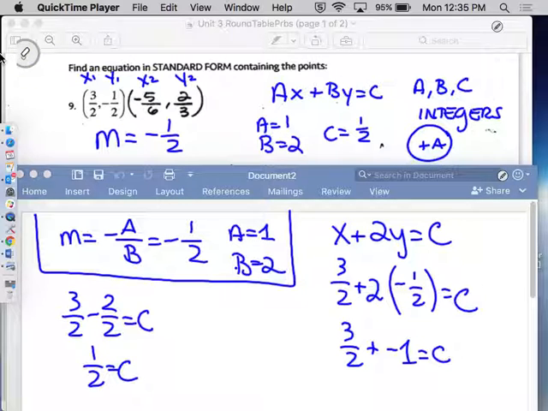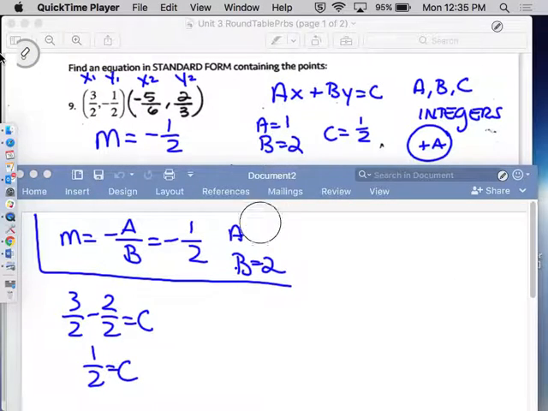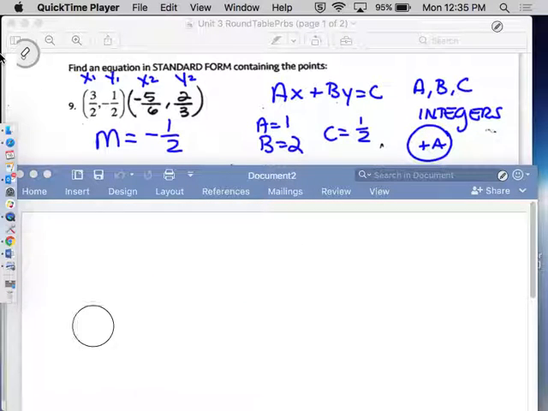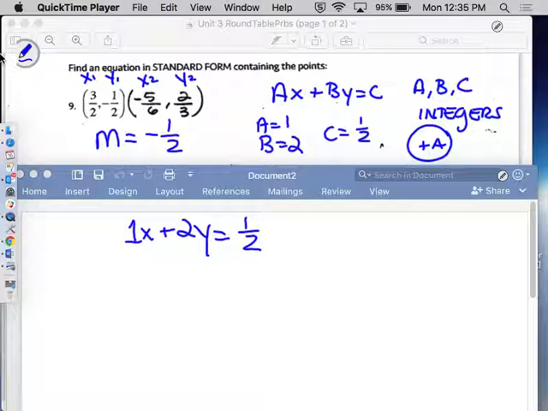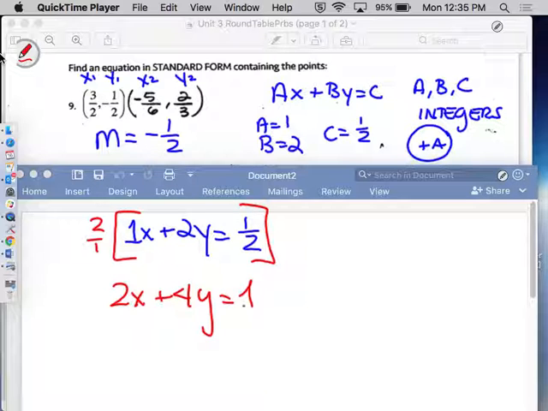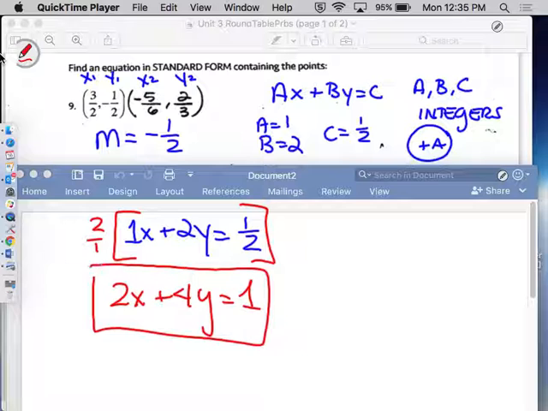So let me erase, give myself some more space so that I can clean this up and finally give the answer. So I have 1x plus 2y equaling positive 1/2. A, B, and C must be integers, so that means that I'm going to take the entire equation and bracket it and multiply by 2 over 1. So I have 2x plus 4y equaling positive 1. That would be the equation, the linear equation in standard form that contains the fractional points that you were given in problem number 9.